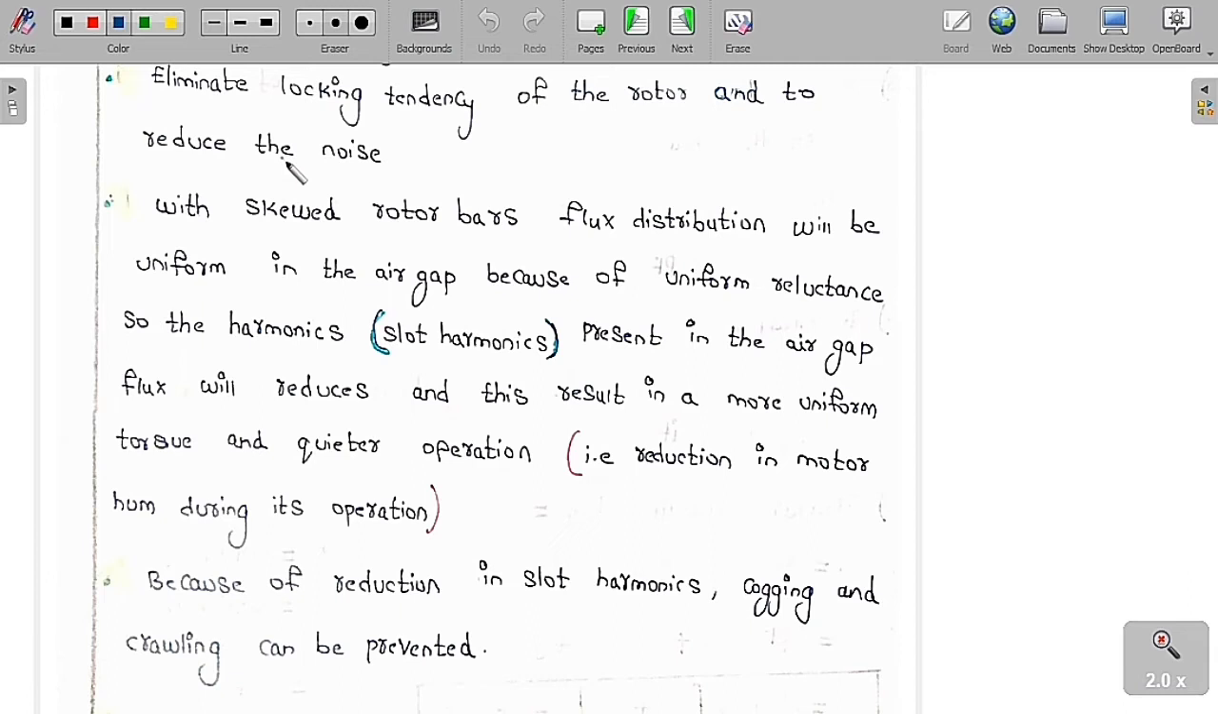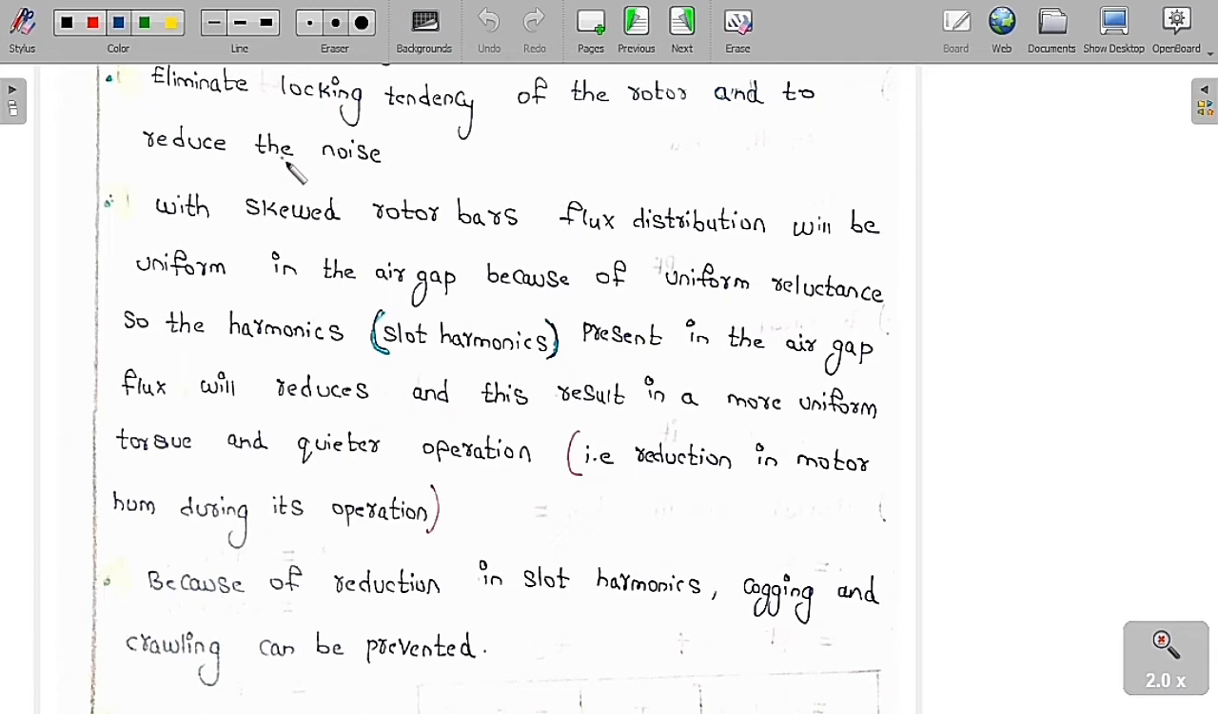I've already told you the efficiency is also going to decrease, because as the rotor slot length increases, the bar resistance increases. Therefore simply we can say that the copper loss increases, so efficiency will decrease. So these are the advantages, and also the disadvantage: efficiency will decrease. All these things I've already told you in the induction motor concepts. So finally, I'm going to summarize this.